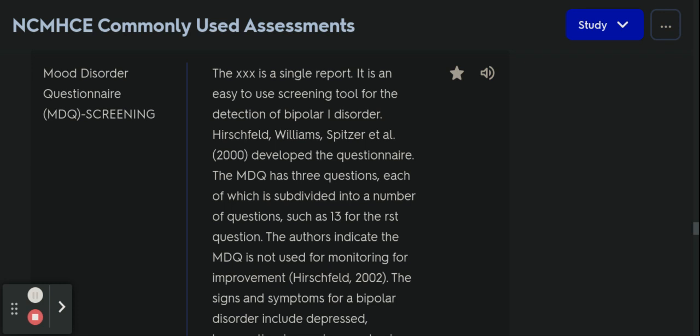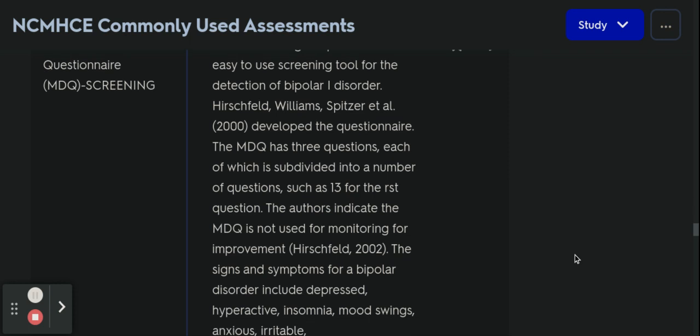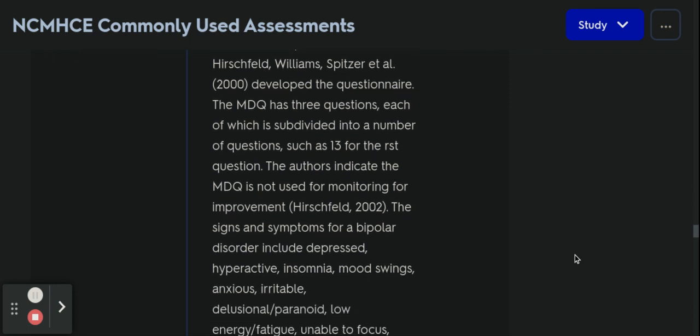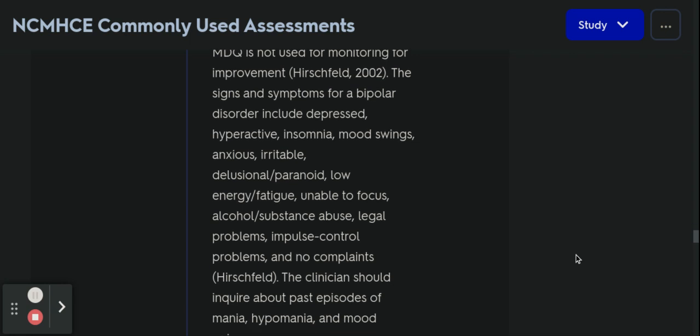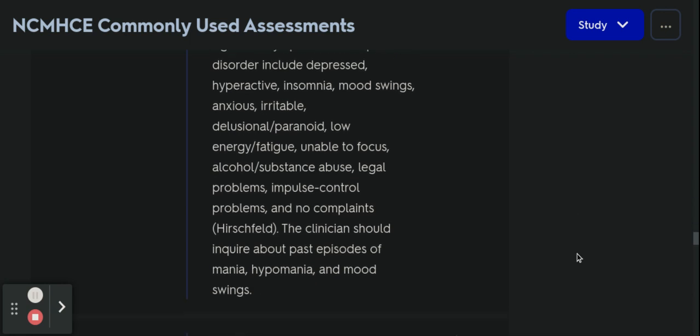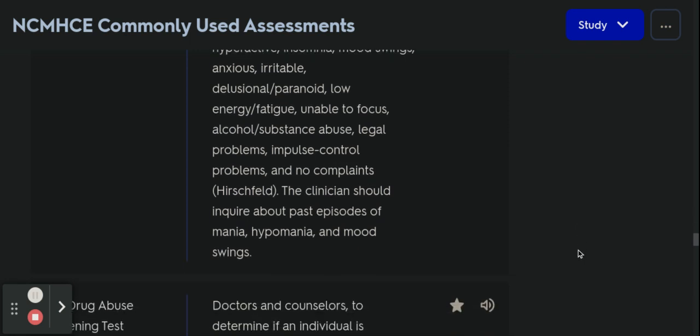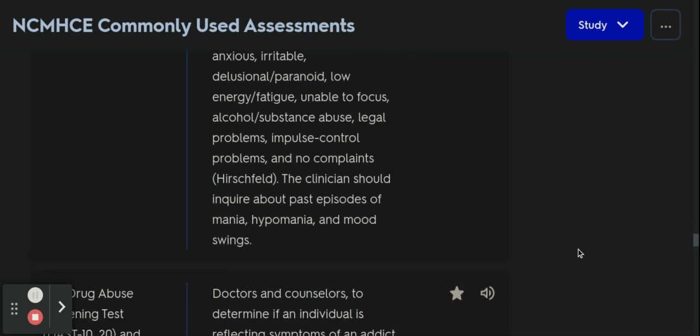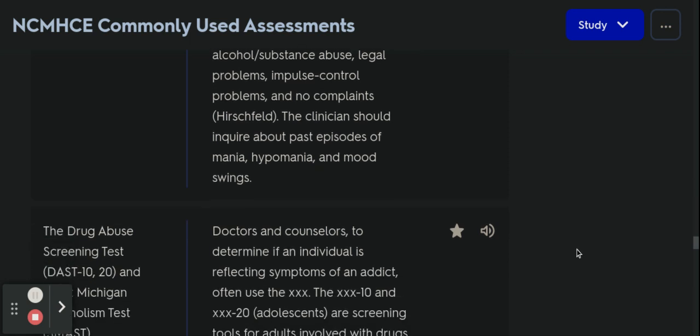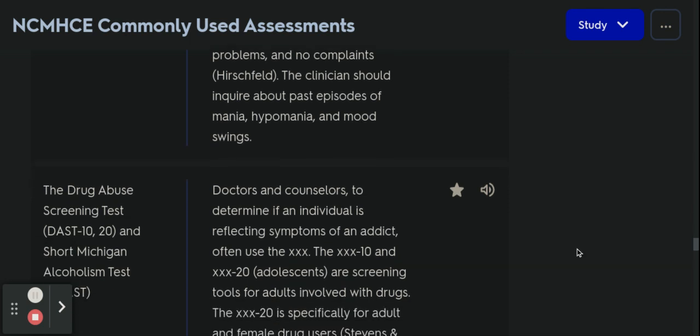The signs and symptoms for a bipolar disorder include depressed, hyperactive, insomnia, mood swings, anxious, irritable, delusional, paranoid, low energy, fatigue, unable to focus, alcohol substance abuse, legal problems, impulse control problems, and no complaints. The clinician should inquire about past episodes of mania, hypomania, and mood swings.